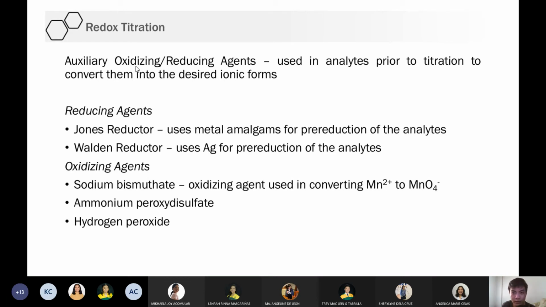So instead na tanggalin mo yung hangin, hindi pwede yun. Mamatay tayo. So, ang gagawin mo, you use auxiliary agents. So auxiliary agents are chemicals we add in the solution before we start the titration to prevent the oxidation or reduction in the air. So ito yung ating reducing agents. We have the Jones reductor or the Walden reductor. These are the oxidizing agents: sodium bismuthate, ammonium peroxydisulfate, and hydrogen peroxide. So before you start titrating, you add these auxiliary agents. Ihalo mo muna siya bago ka mag-start.